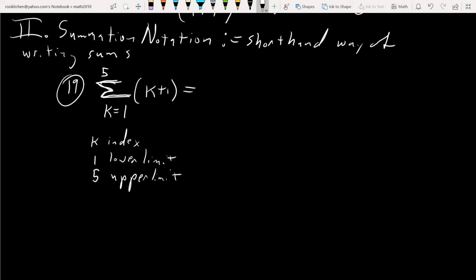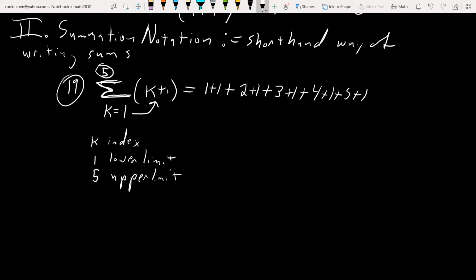Okay. So to write out this sum, what you're going to do is plug in 1, and then plus, plug in 2, and then plus, plug in 3, 4, and you're plugging these numbers into this formula here. Okay, and then you go all the way up to the upper limit, which is 5. Okay, so plug in 1, you get 1 plus 1, and then plus, plug in 2, you get 2 plus 1, and then plus, plug in 3, 3 plus 1 plus, etc.